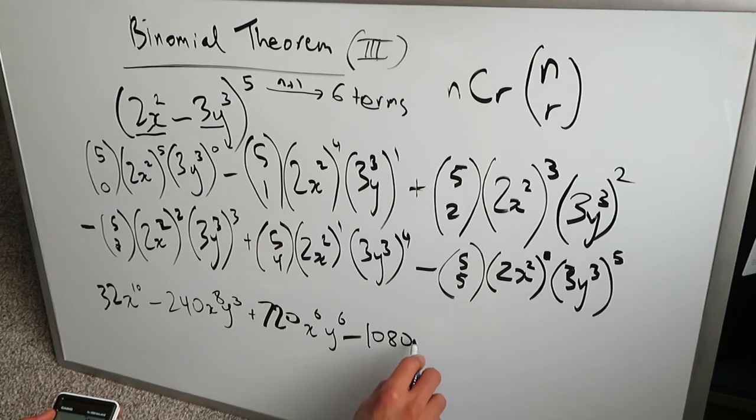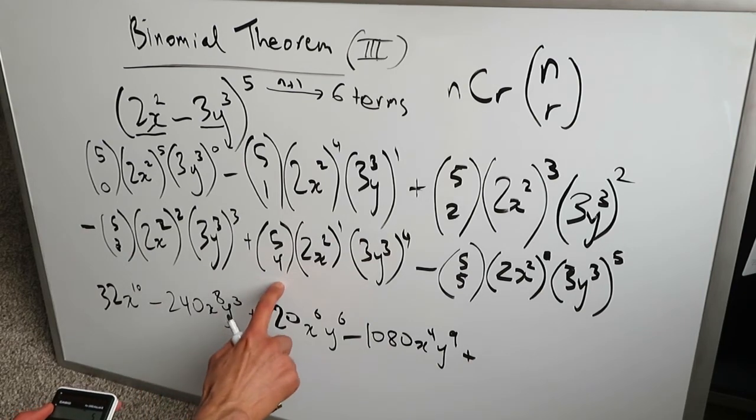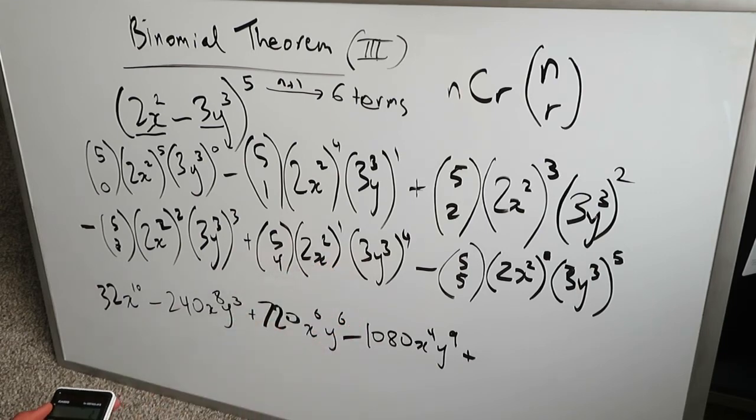Let's get the exponents in here. We have x to the power of 4 and we have y to the power of 9. This term right here, 5, 4, is 5 factorial divided by 4 factorial and 1 factorial. That's 120 divided by 24. I get a 5 over here. 5 times 2 to the power of 1, which is a 10, times 3 to the power of 4, 81. I get an 810 over here.